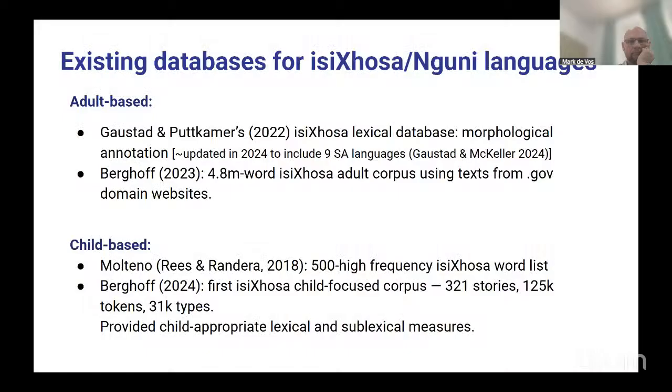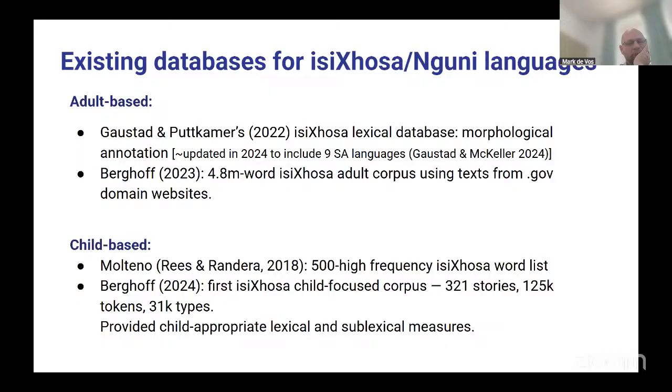Few is probably a better word, available lexical databases for the Nguni languages. But these rely on adult corpora or adult texts. So, for example, Gustat and Putkoma's work in 2022 provide a morphologically annotated lexical database for all 4 Nguni languages. This makes it extremely valuable as a resource, but it is built from adult material.